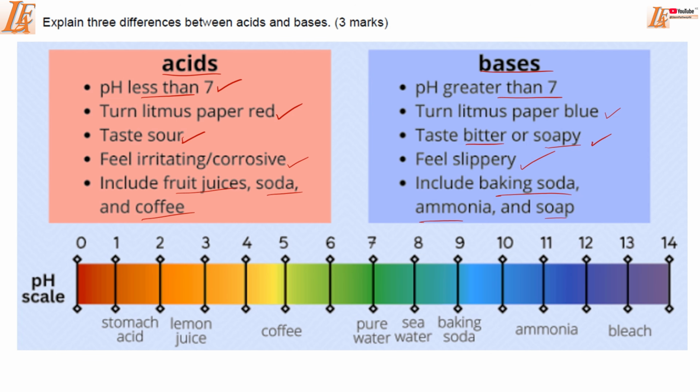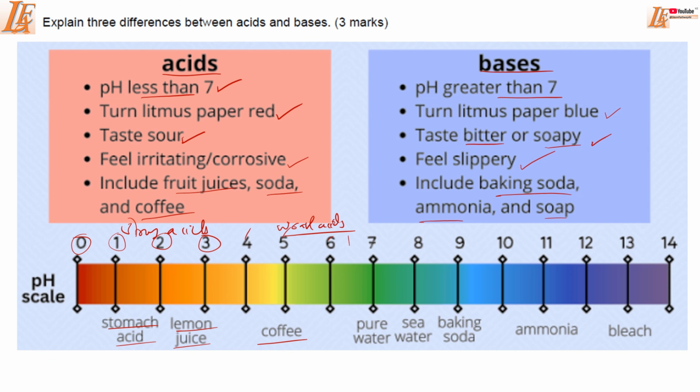In this case, from 0, 1, 2, and 3, these are strong acids. And then from 4, 5, 6, and up to 6.9, these are weak acids. So below 7, you can see they are acids. And for examples, we have stomach acid, lemon juice, coffee, and other substances.